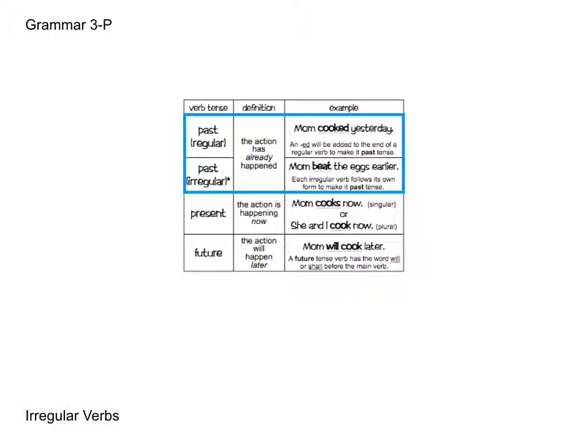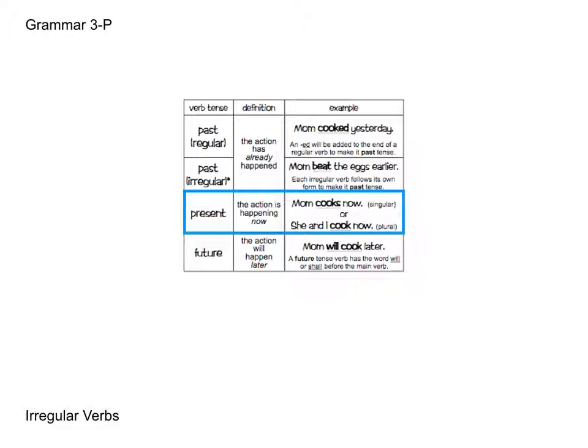First, we'll go over past tense. For past regular verbs, you just add an ed to create the past tense. For irregular verbs, each of them follows their own set of rules, so we just have a list in the back for you to use if you're unsure as to how to make an irregular verb past tense.